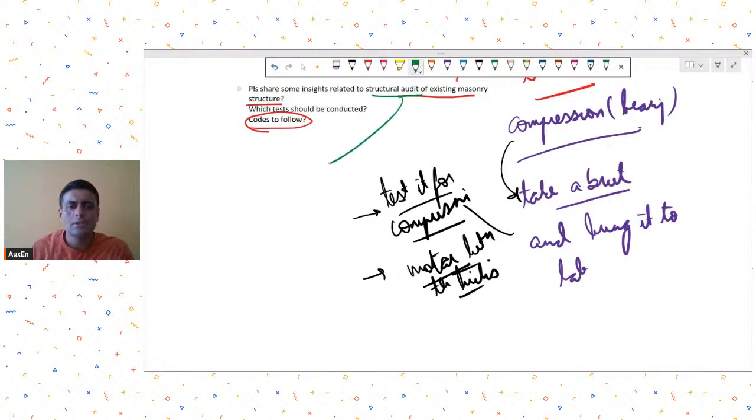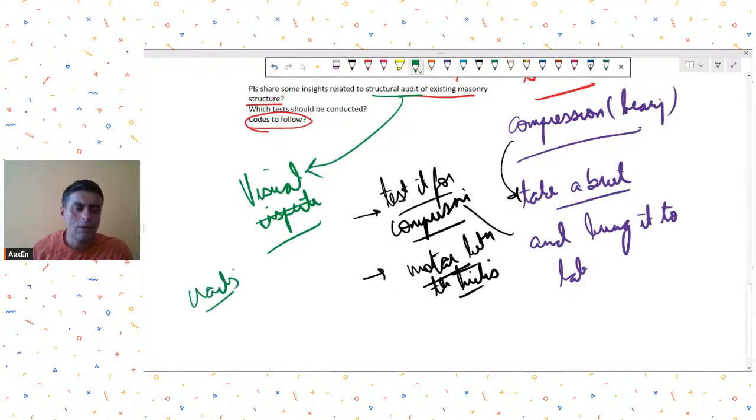Other than this, in an audit, you could do a visual inspection. You could look for the presence of any cracks, especially any diagonal cracks or any cracks which inform you about a possible settlement or possible shear type of failures or uneven settlements. So you should check for cracks.